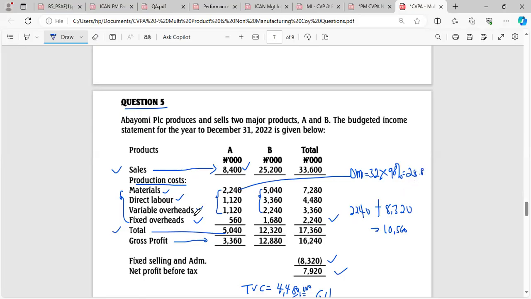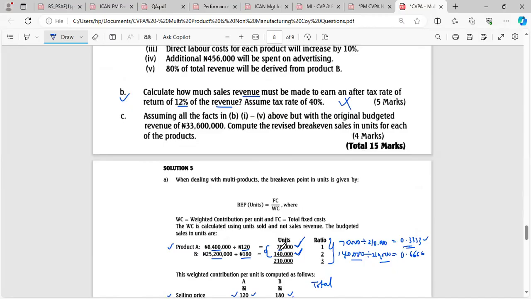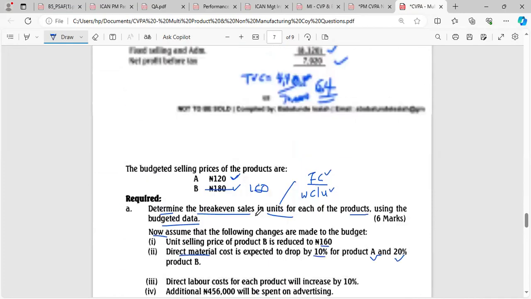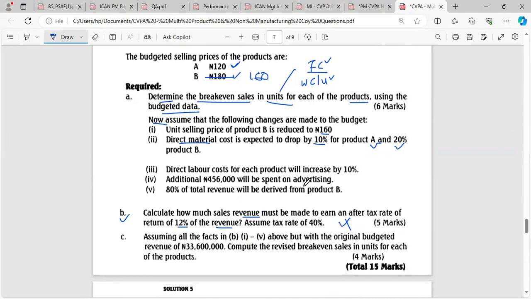Why? Because our direct material total was 2240, divided by the quantity that we've solved for before, which is 70. Once you divide it by 70, you're going to get 32. This 32, reduce it by 10%. That's why I multiplied by 90%. So the answer is 28.8. So we have adjusted for that. Let's still go on.